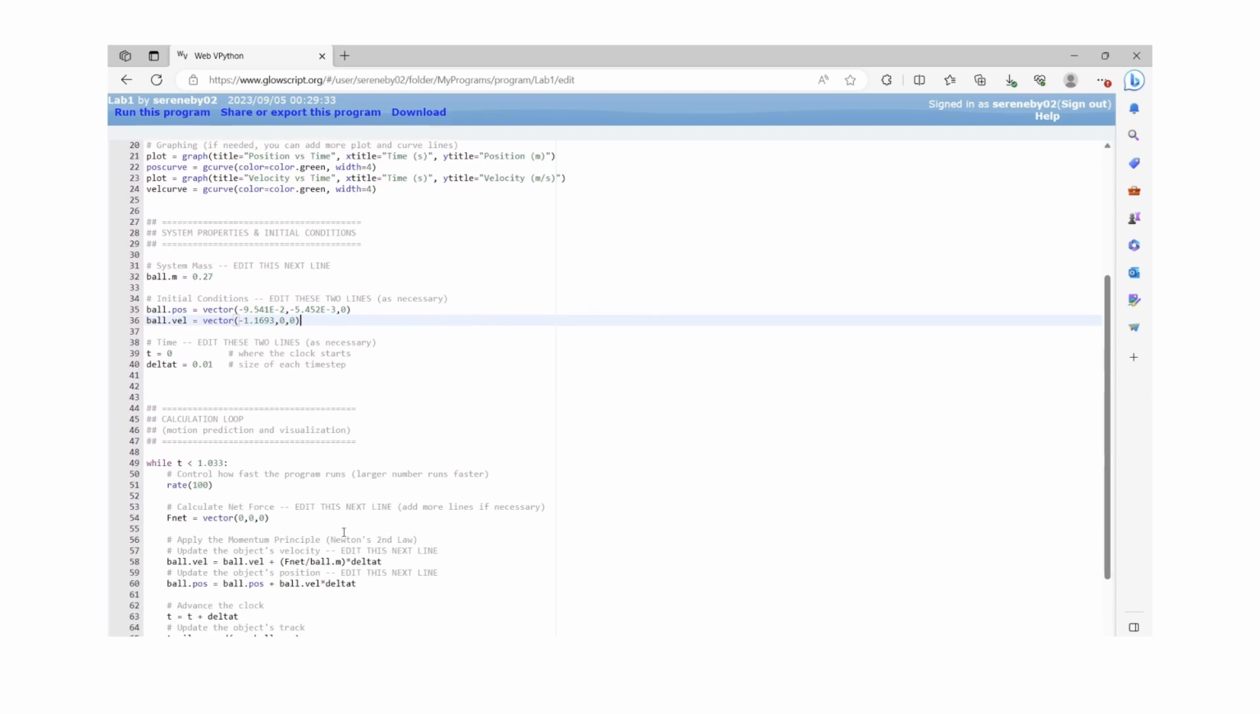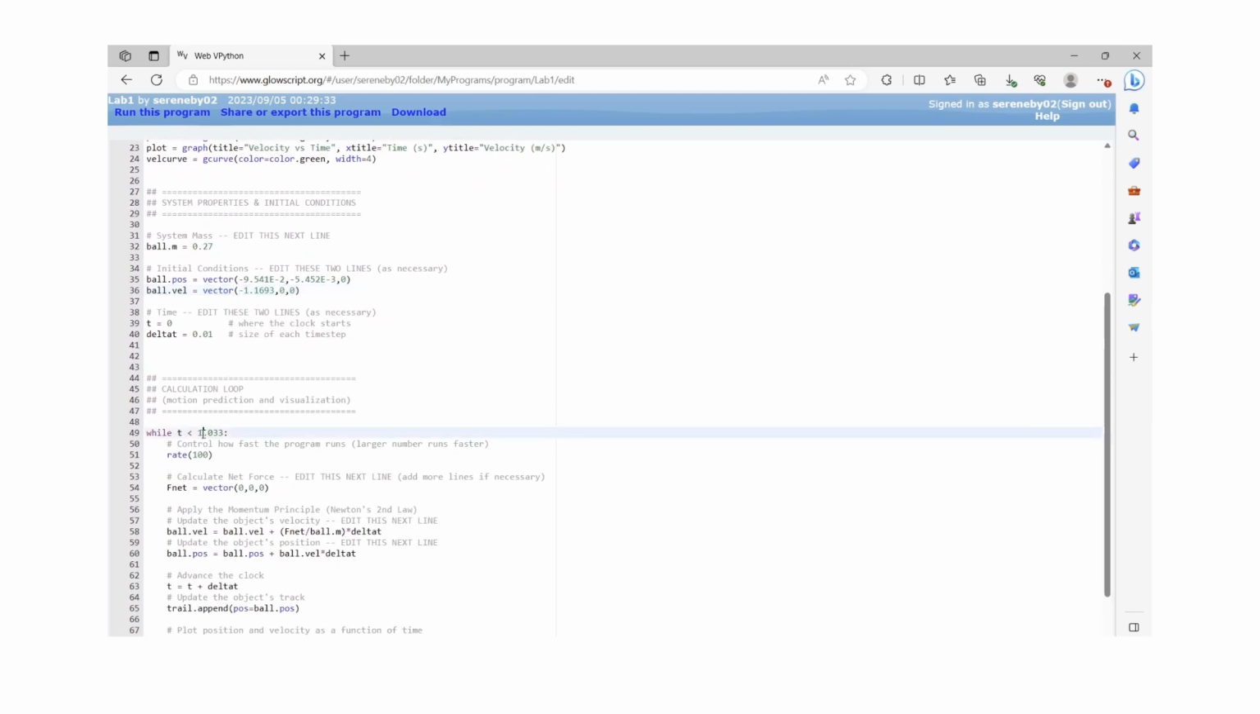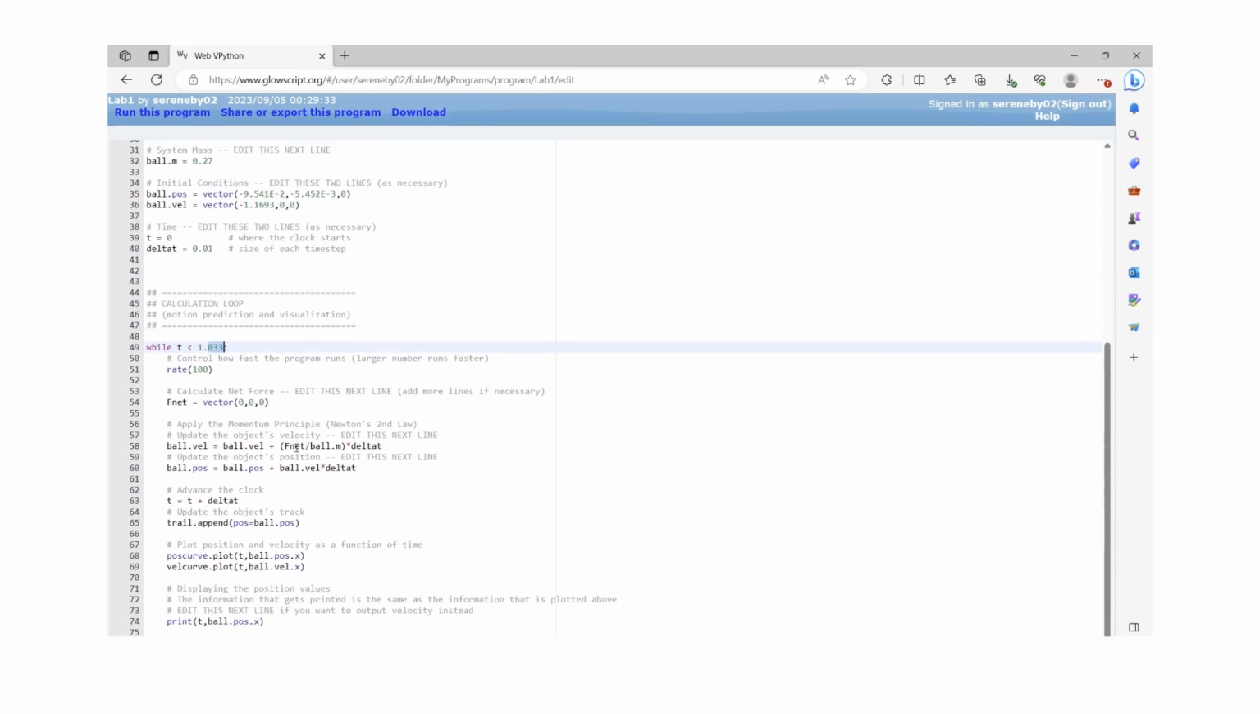Here I've edited the while loop and set the time to be less than 1.033 because that is the last frame in the video I recorded for the volleyball rolling. And here I've set the net force to equal 0 because that's what the net force is supposed to be when there's a constant velocity.